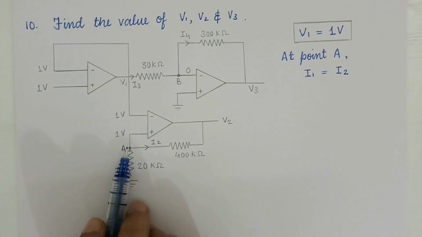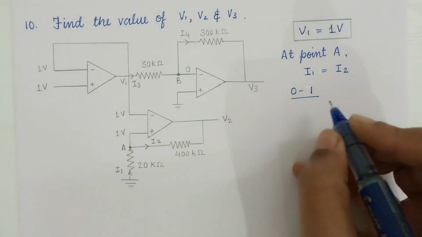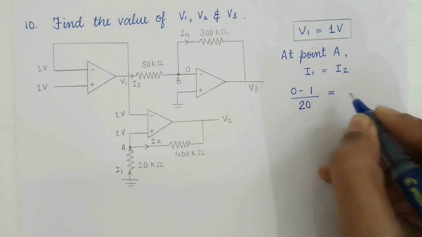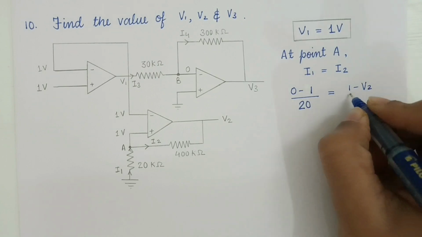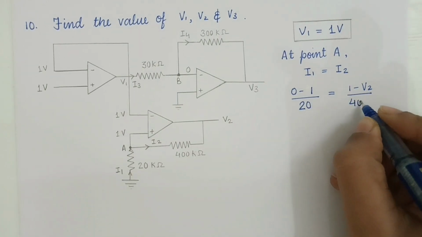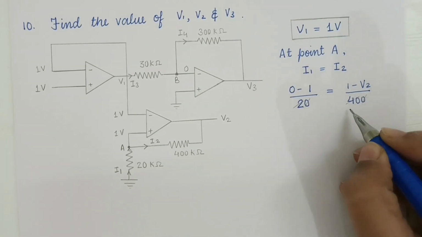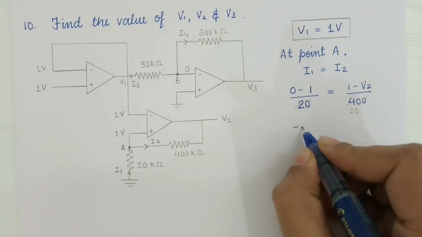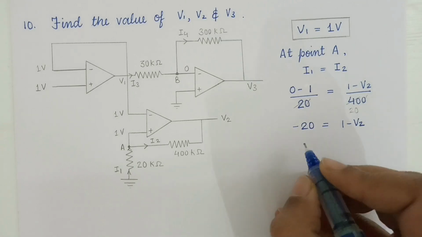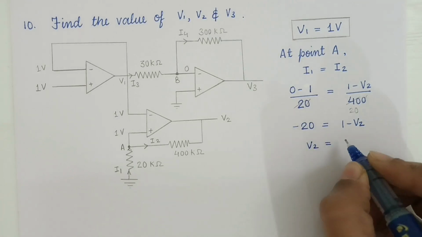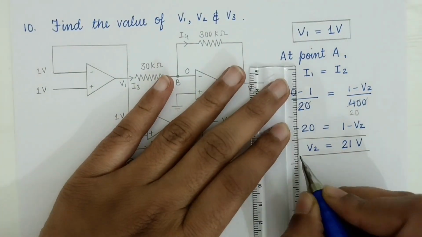So 0 minus 1 for I1, (0 minus 1) divided by 20, is equal to, for I2, 1 minus V2, so (1 minus V2) divided by 400. As you can see, cancelling the 0 to 1, it's 20. So we get minus 20 is equal to 1 minus V2. And from here, V2 is equal to positive 21 volts. So here we get the value of V2 also.